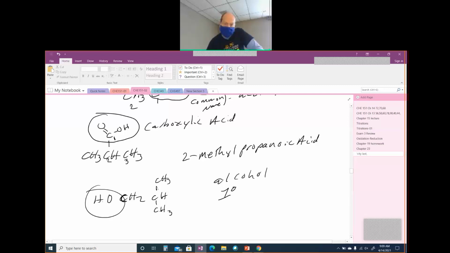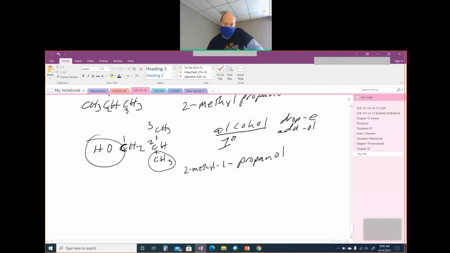All right, longest carbon chain must include the carbon with the OH, and you want the lowest number possible for that carbon. So in this case, that is going to be a 1, 2, and 3. So again, we have propane, but we've already said we have an alcohol. For alcohols, you drop the E, you add OL. So that is propanol. All right, lowest number possible for the carbon with the OH, that is a 1. So this is a 1 propanol. Off of carbon 2, you have a methyl group, 2 methyl, 1 propanol.